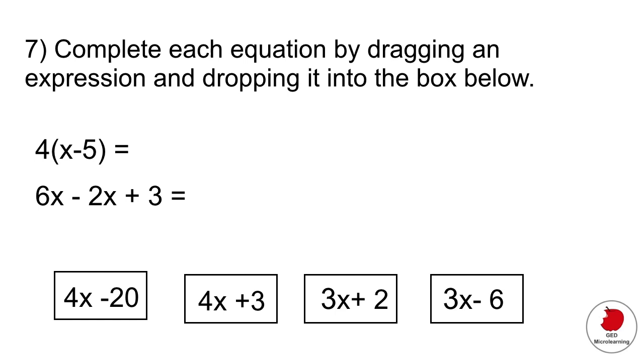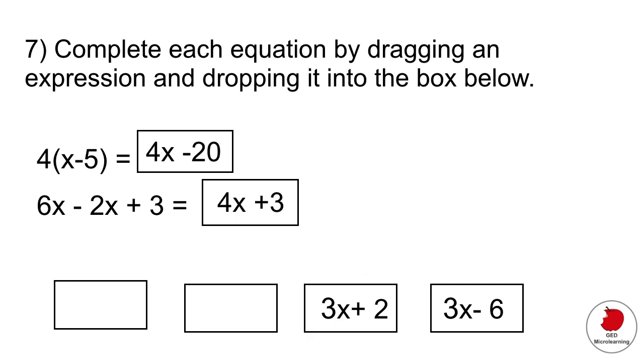So it's telling you to complete each equation by dragging the expression and dropping it into the box below. If we do the first equation, 4 multiplied by x minus 5 would be 4x minus 20. If you do the second one, 6x minus 2x plus 3, remember, you have to do like terms first. So 6x minus 2x is 4x, and then plus 3. And all you have to do next is drag those answer options from the bottom boxes and place them in the answer boxes provided.